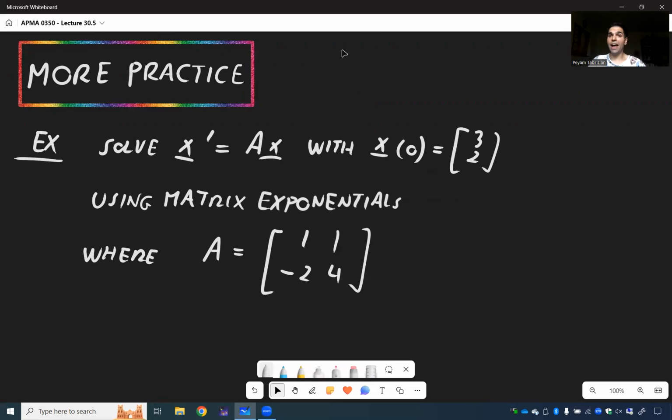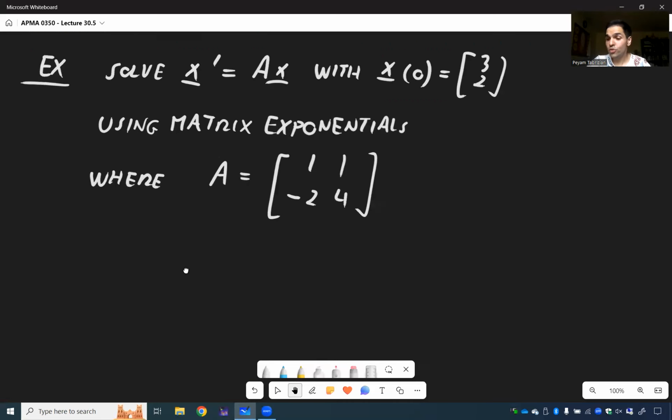All right, let's do more practice with solving systems using matrix exponentials, because I know it's quite a difficult topic. In particular, let's solve x prime equals Ax with initial condition (3, 2), using matrix exponentials, where A is the matrix [1, 1; -2, 4]. And as usual, it all boils down to finding the eigenvalues and eigenvectors. The details you can find in the notes.